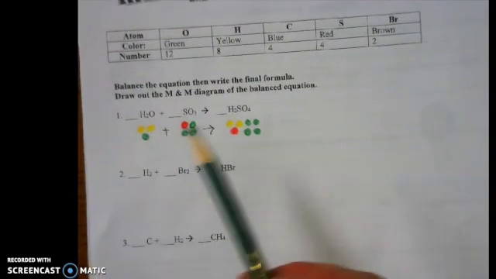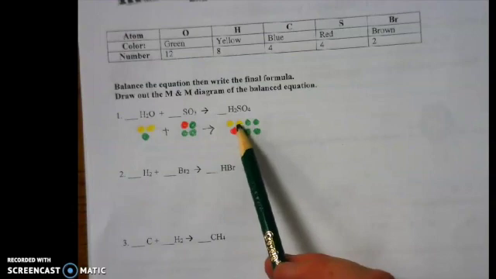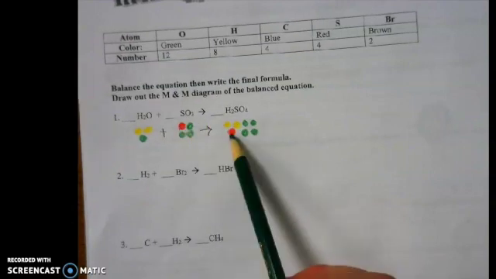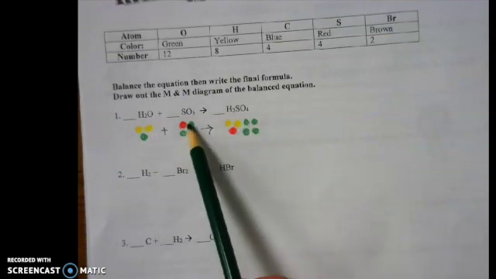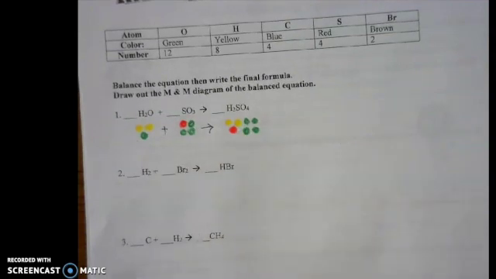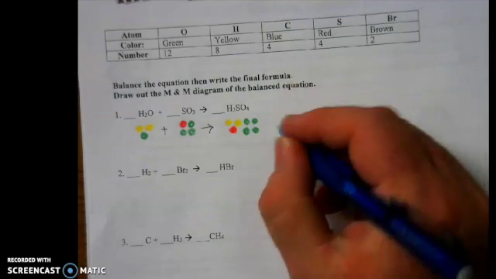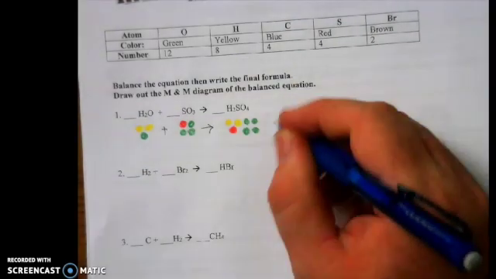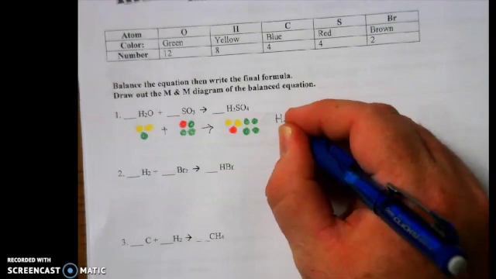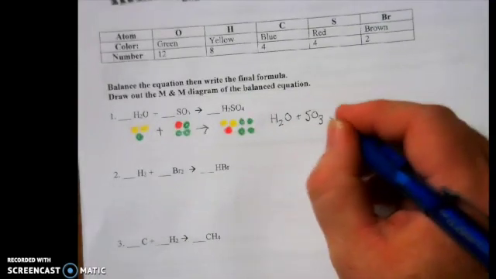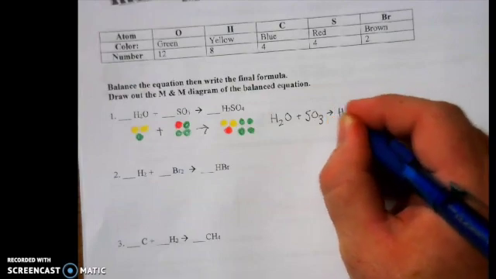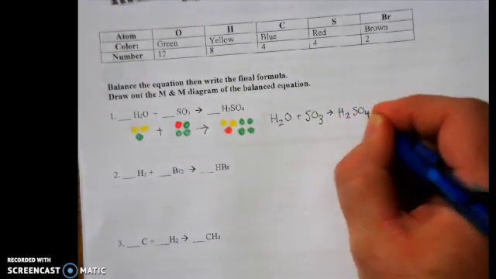So 1, 2 hydrogens on the left, 1, 2 hydrogens on the right, 1 sulfur on the left, 1 sulfur on the right, 4 oxygens on the right, 1, 2, 3, 4 on the left. So we're balanced. So our correct equation is H2O plus SO3 yields H2SO4.